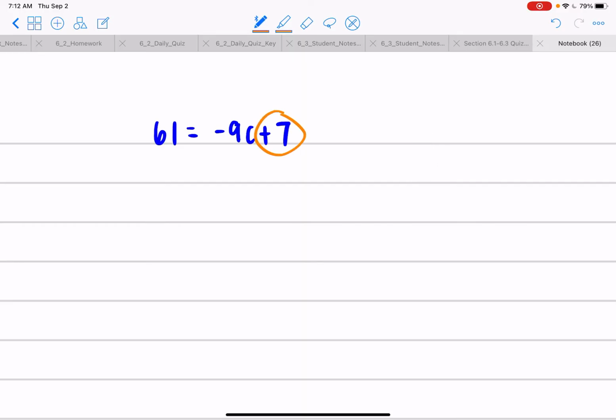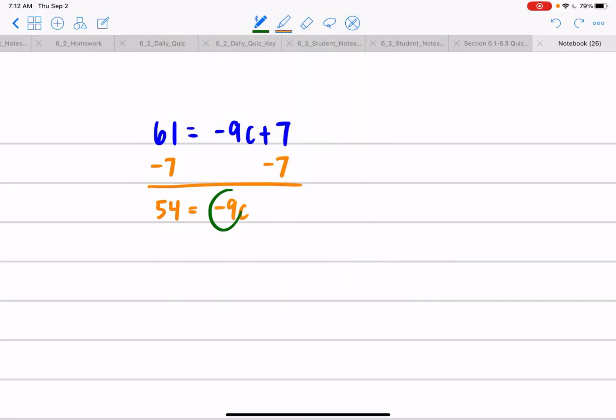Whatever is happening here, you want to do the opposite. So if it's +7, you want to do -7 on both sides. So 61 minus 7 is going to give you 54. And then that's going to be equal to -9c. And the reason that the 7 disappears is because what's 7 minus 7? It's 0. But do we really need to write +0? No, we can just write -9c and leave it there.